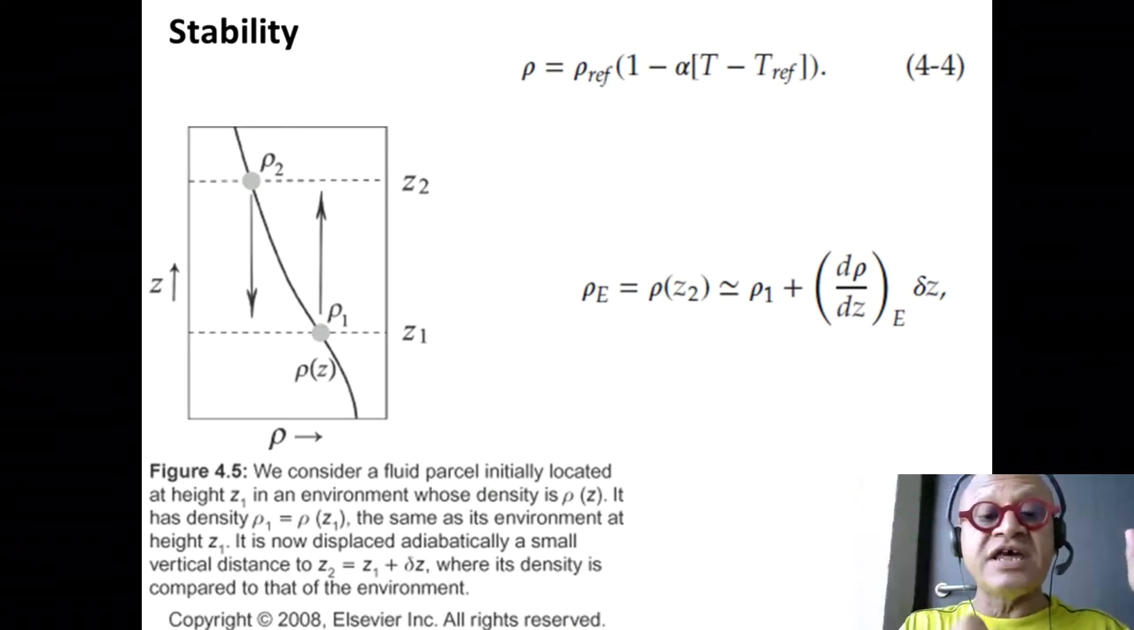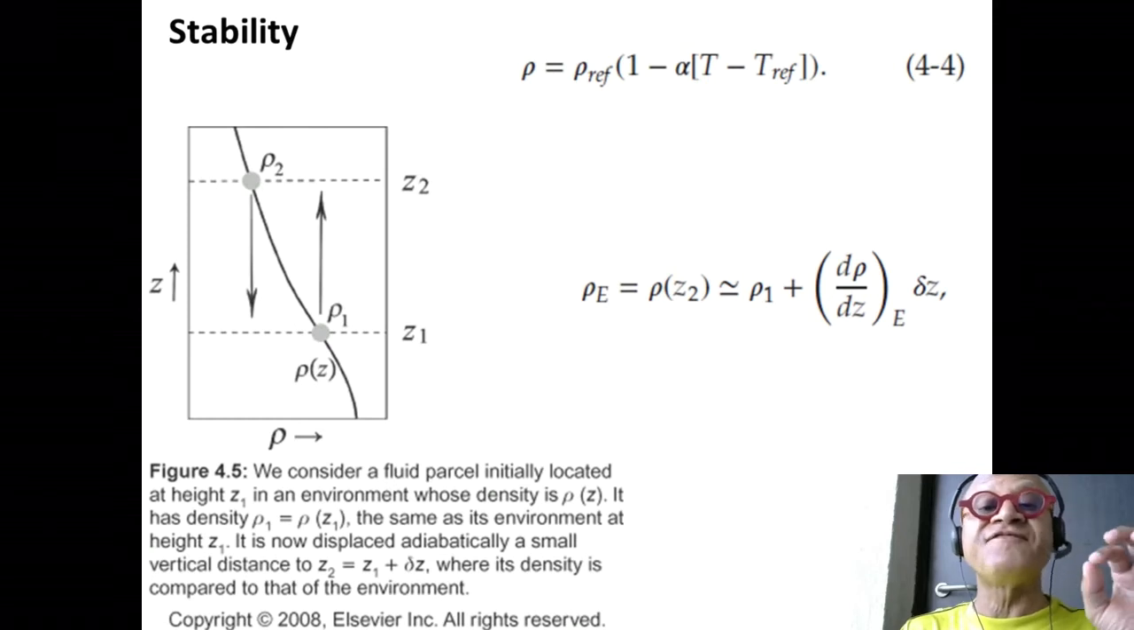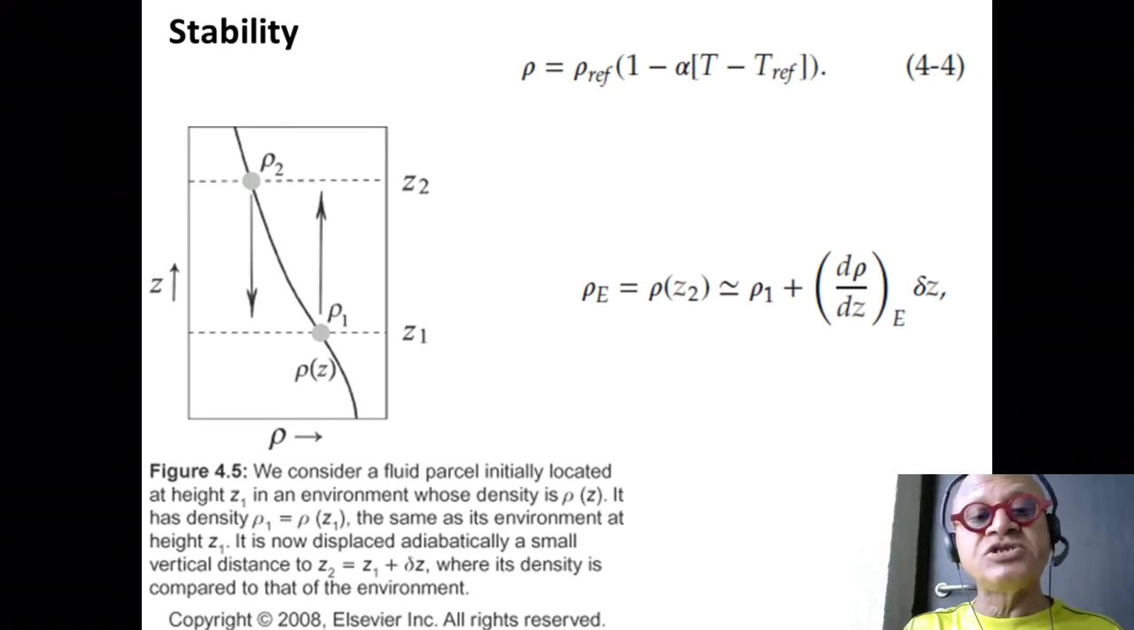Why? Because as we said, if we move this up here, you have to replace it with something else for mass continuity, so the fluid has to adjust. So environment at z2 has density of rho 1 plus d rho dz times delta z. Delta z is this height. Very simple relation.